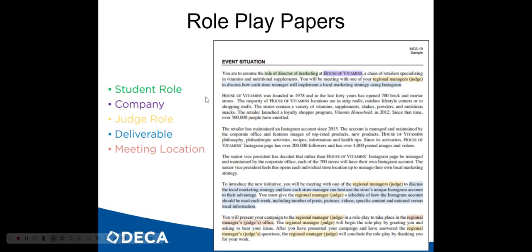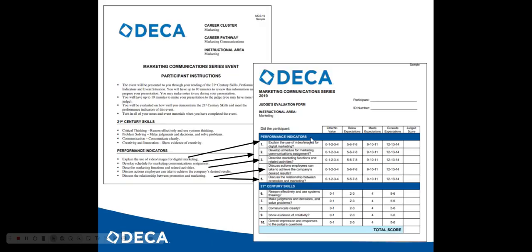How the papers, the role plays, are set up. Here in green, you'll see this is our student role. In purple is the company. In yellow, the judge's role. What's the deliverable? You can see more information is up here and it comes back and it's down here again. Once again, who is the judge? And again, you'll see the judge as well as where you'll be meeting. And typically it is in your so-called office.